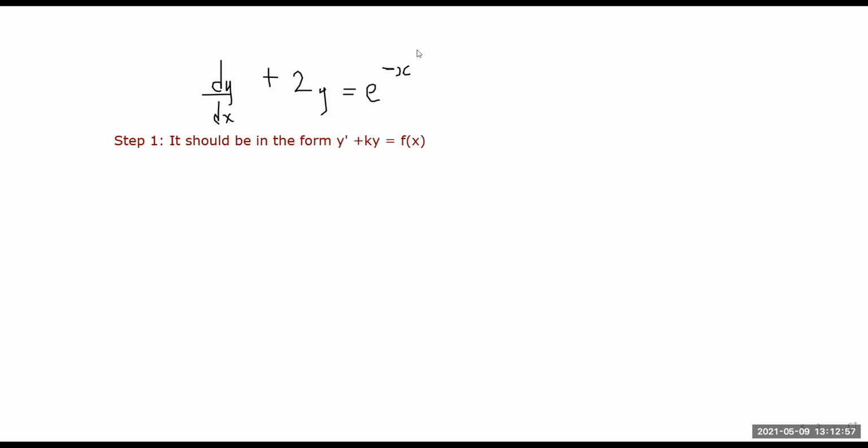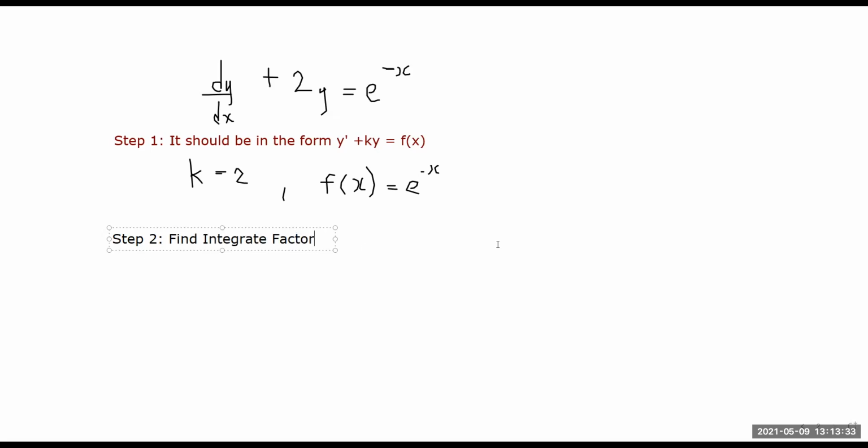Step one is done already. The only thing we have to do is write down k. So we can write down k equals 2. And then what is our f of x? Our f of x is e to the minus x. So yes, it is in standard form. All right? Cool with that? Yes, sir. Now that we know that, step two, Marika, is to find our integrating factor.